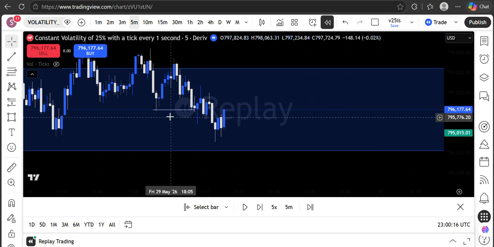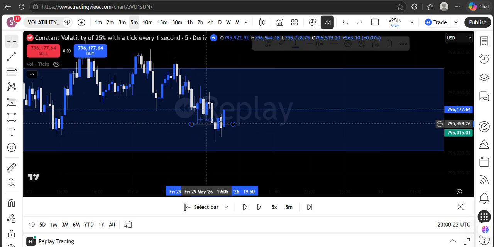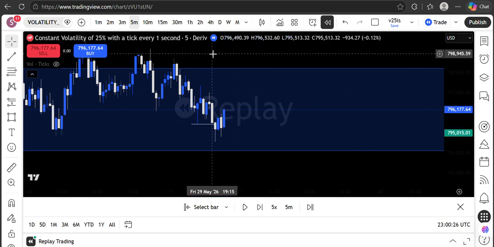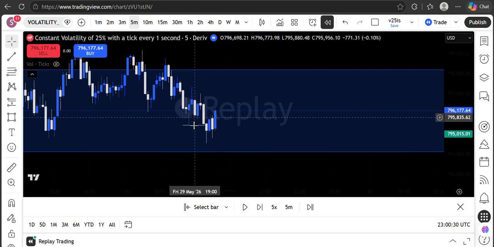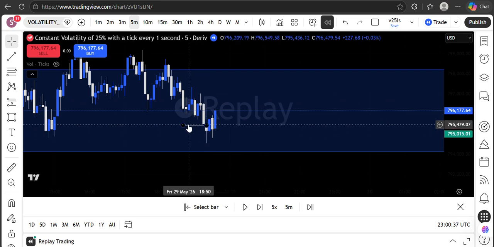Okay, so this is where we have the clear break of structure to the downside. Yeah, this particular zone. Okay, so we have a clear break of structure to the downside. So price came in, it broke structure. So that was a full body candle close below this previous high.